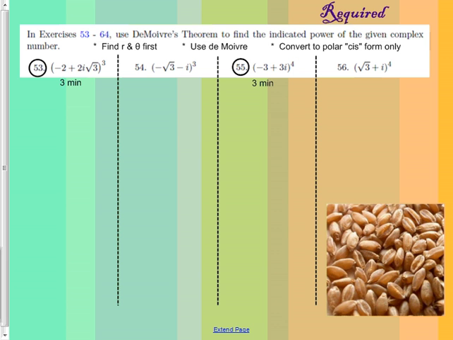All right. You may also skip 55. Notice this one says find r and theta first. That's kind of a hint to put it in cis form. Okay, and that's it. And that's all you have.